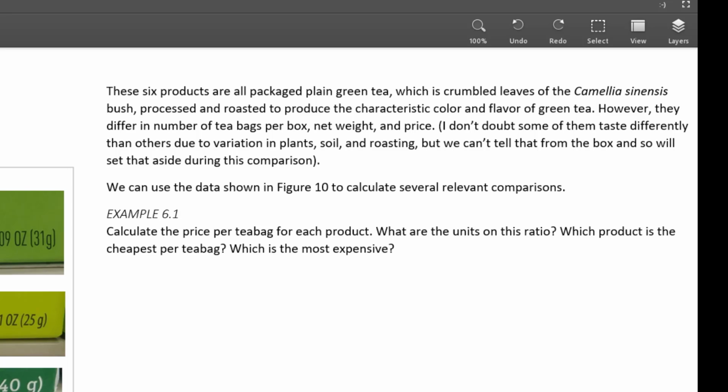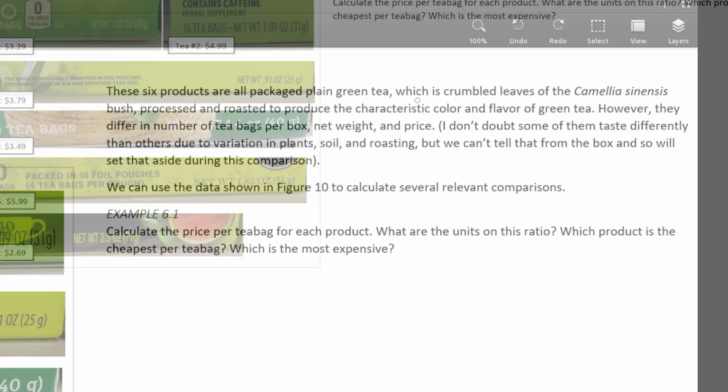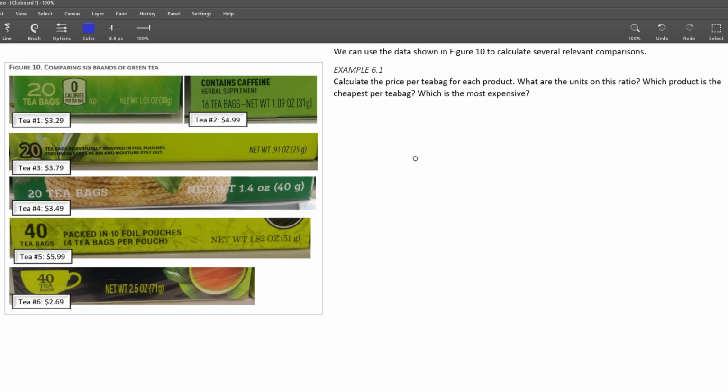We can use the data shown in Figure 10 to calculate several relevant comparisons between these products. Let's start with example 6.1. Calculate the price per tea bag for each product. What are the units on this ratio?